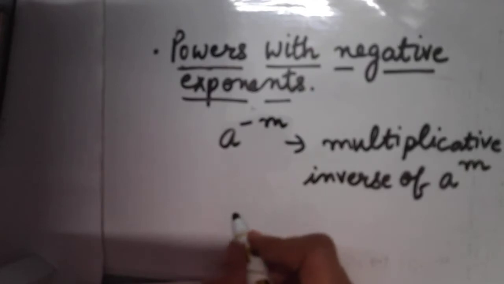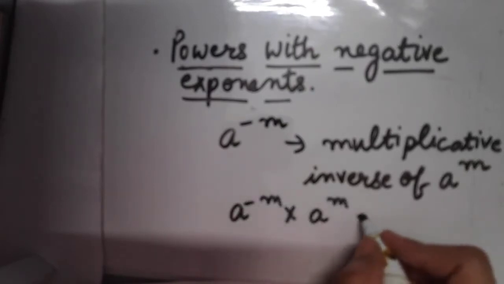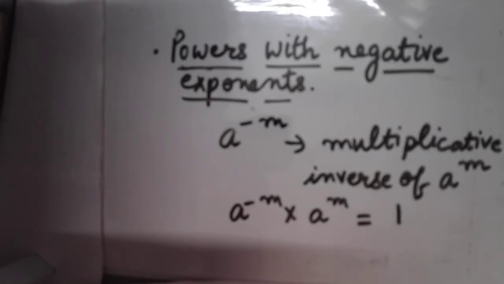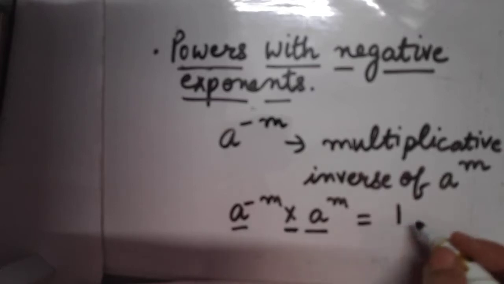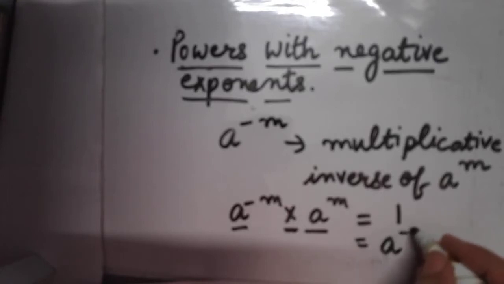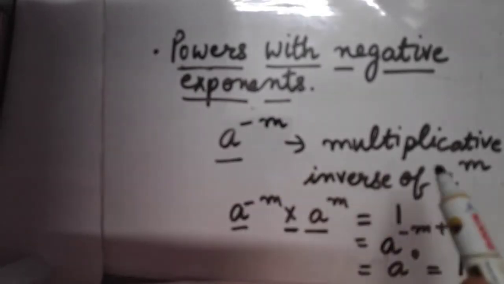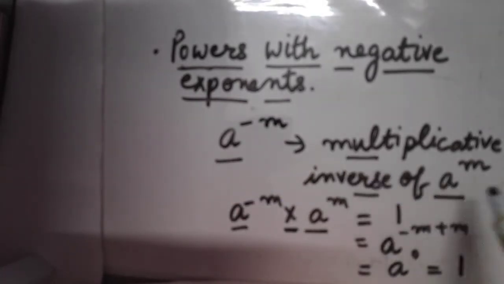The reason being, if I multiply these two, I will get the answer as 1. The base is the same. This is one of the laws of exponents. Base is the same, in between a multiplication sign is there, so powers will be added, or it will be equal to minus m plus m, that is equal to a raised to the power 0, that is equal to 1. So a raised to the power minus m is the multiplicative inverse of a raised to the power m.